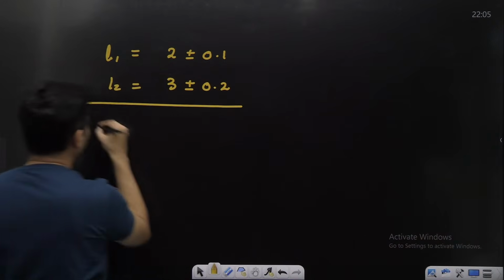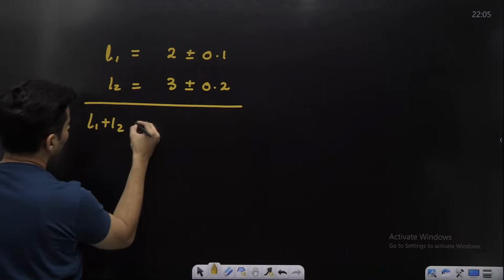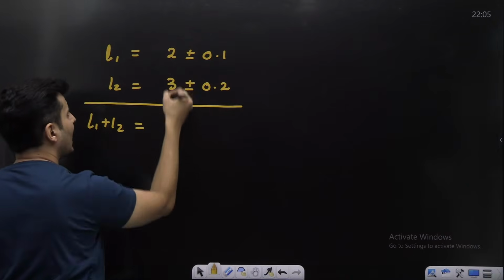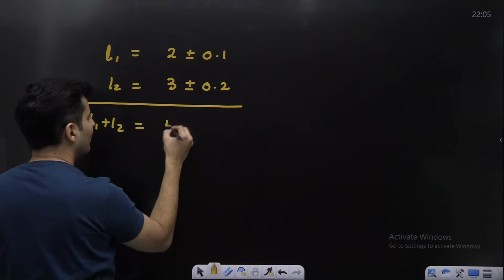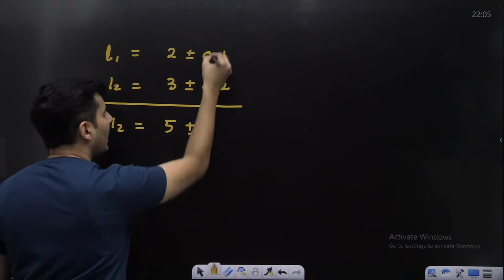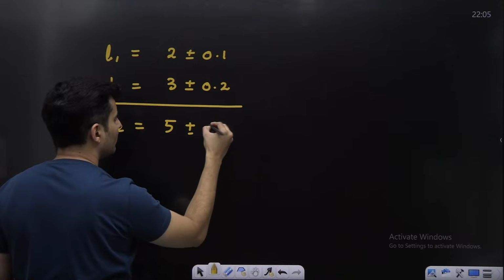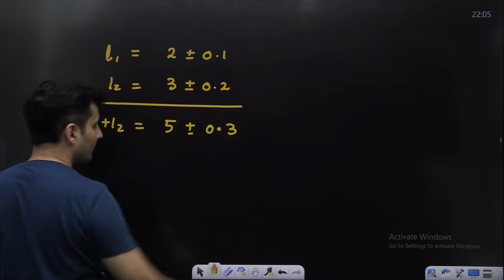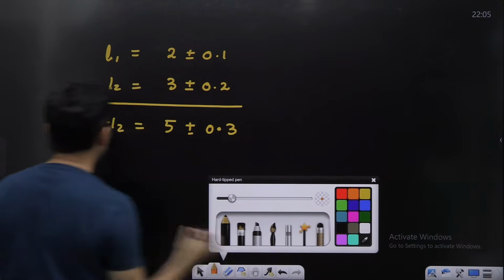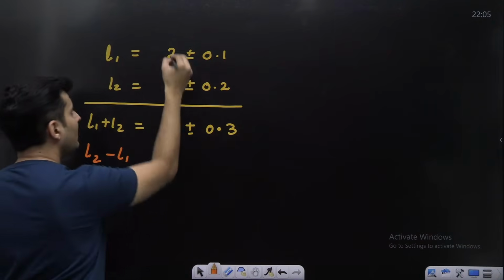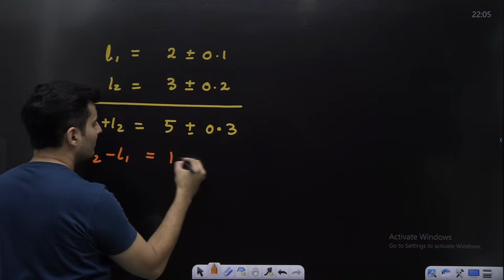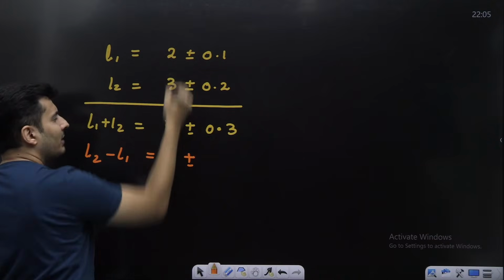Then when I find L1 plus L2, just normally add these two. 2 plus 3 is nothing but 5. And just normally add these two, so it will be 0.1 plus 0.2, which is basically 0.3. But if you do L2 minus L1, the subtraction, 3 minus 2 is 1. So do the normal subtraction here.